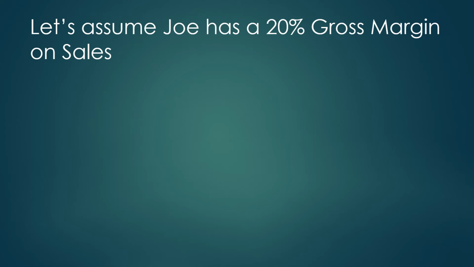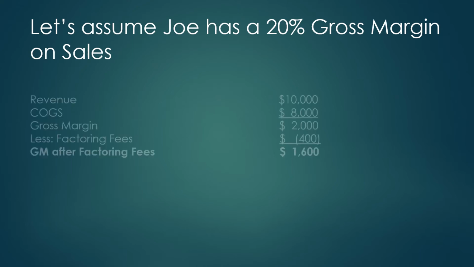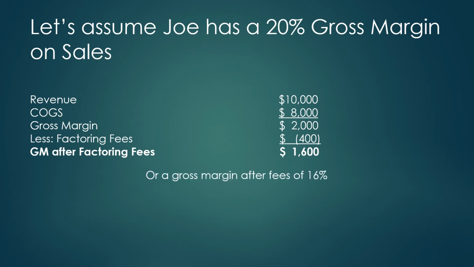Now let's assume Joe has a 20% gross margin on sales. Under that assumption, he'd have revenue of $10,000, he'd have a cost of goods sold of $8,000, and a gross margin of $2,000. Taking out his factoring fees of $400, he would still be left with a gross margin after factoring fees of $1,600, or a gross margin after fees of 16%.